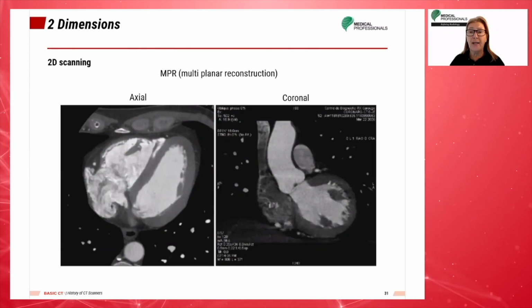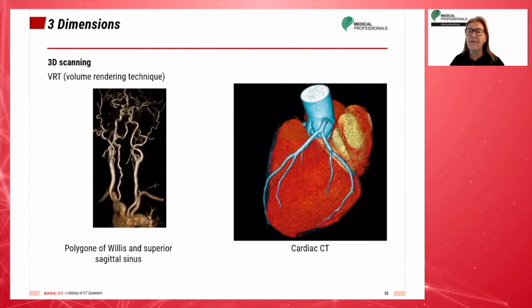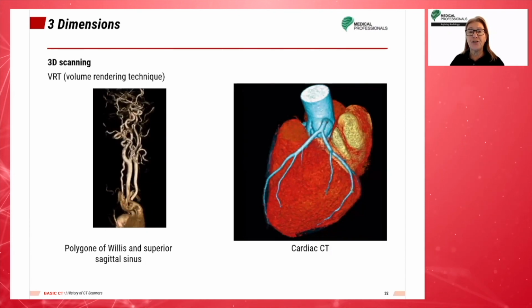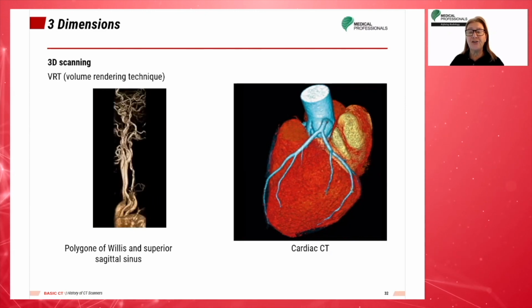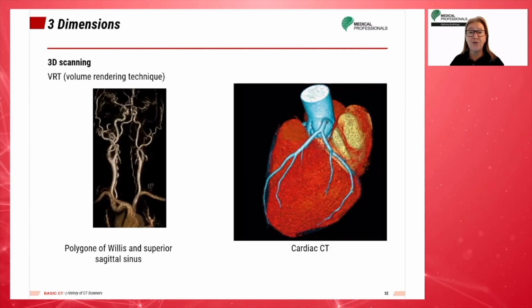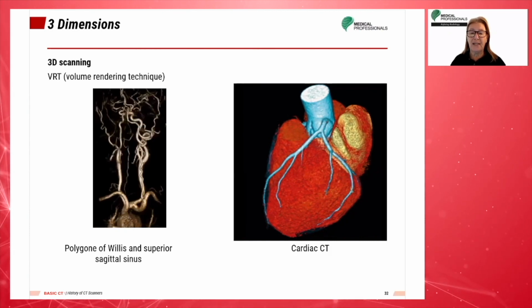This slide shows us axial and coronal images in a 2D scanning mode. The image on the left side shows the circle of Willis with the superior sagittal sinus reconstructed using a volume rendering technique.